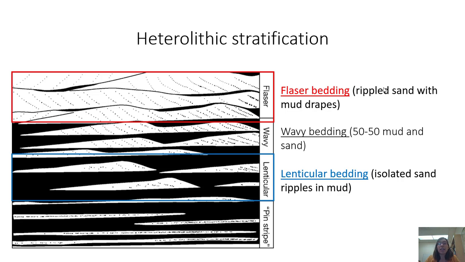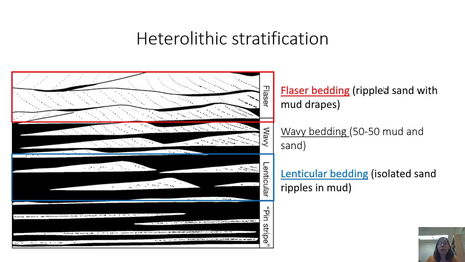Heterolithic stratification is this idea that we can have different types of sediments interbedded with one another. So hetero is for different, lithic, of course, for sediment, and stratification is the layering. So there are three types of heterolithic stratification.